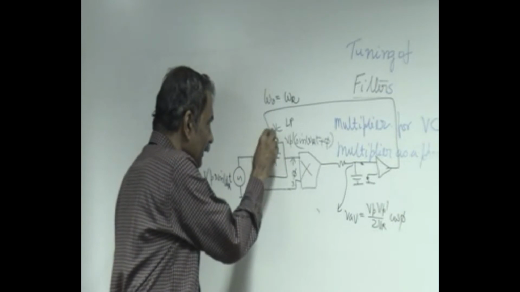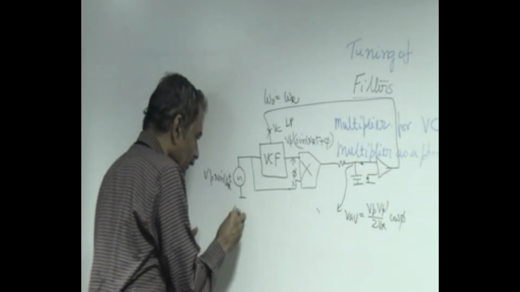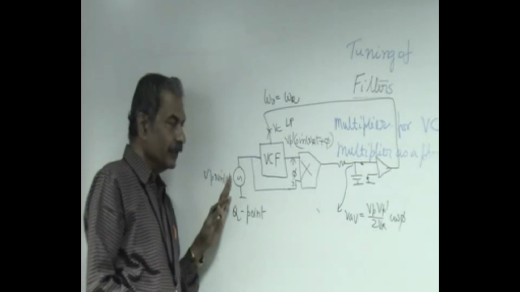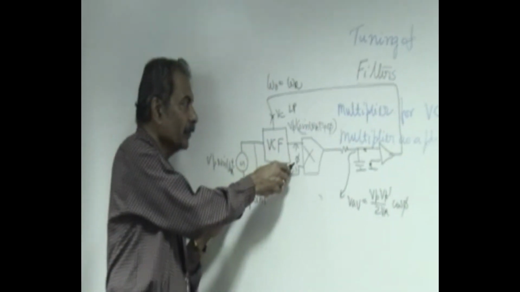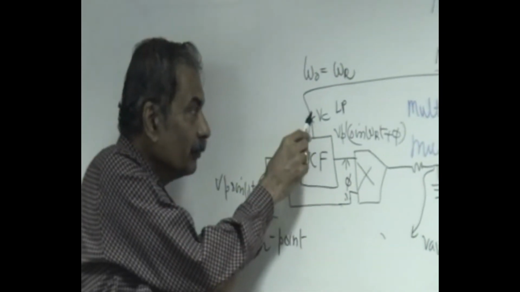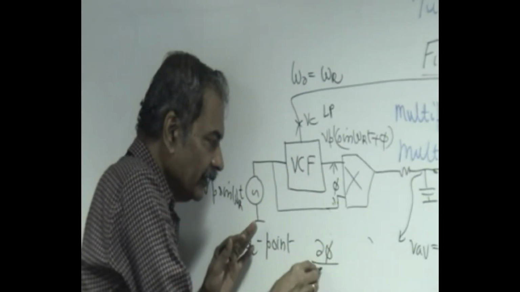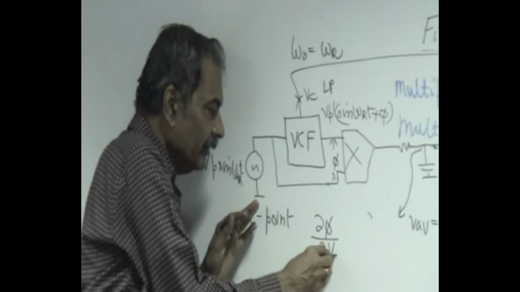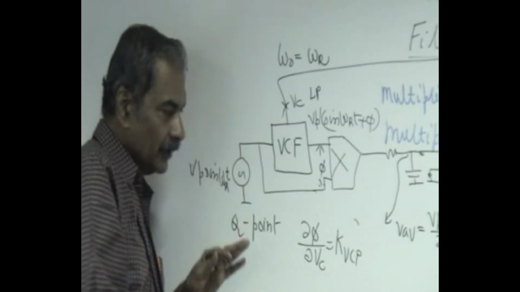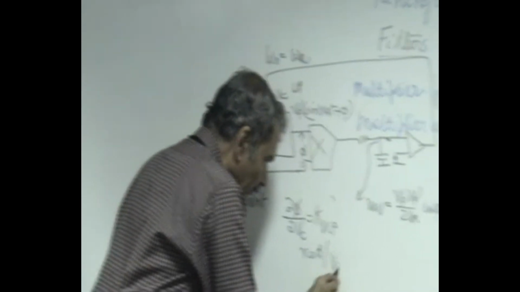So this particular input is nothing but the quiescent. It has nothing to do with the input-output relationship of this. This block is called a voltage control filter. Output is here phase and input is a control voltage. So what we are interested in is the sensitivity delta phi by delta Vc, which is called KVCP. The dimension of this is radians per volt.